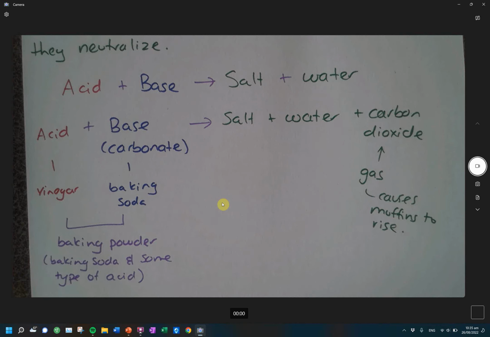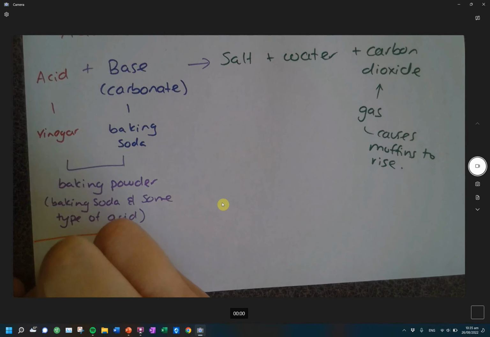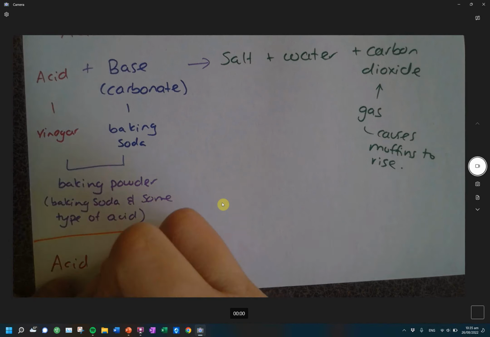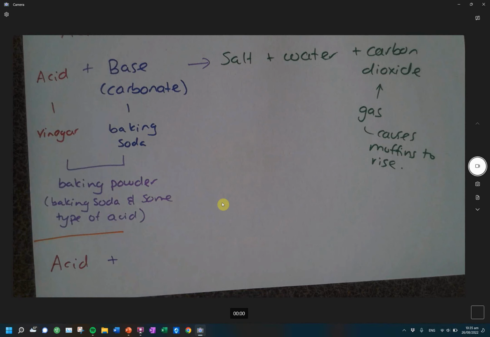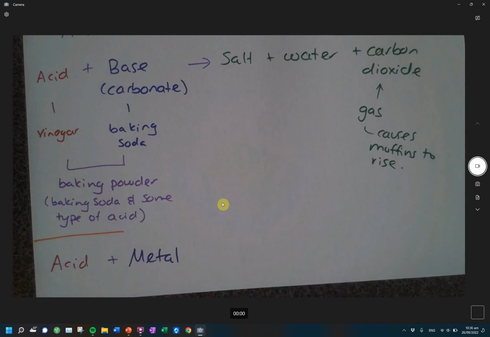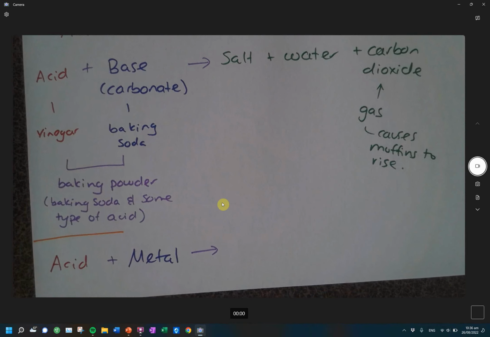All right, I'm going to add an extra note so you are ready for your assessment next week, and you'll see this when you do your experiment. So we're talking about adding an acid plus a metal. Do you know what's going to happen when we do that? It's going to explode. Do you think it's going to bubble? It is going to bubble.